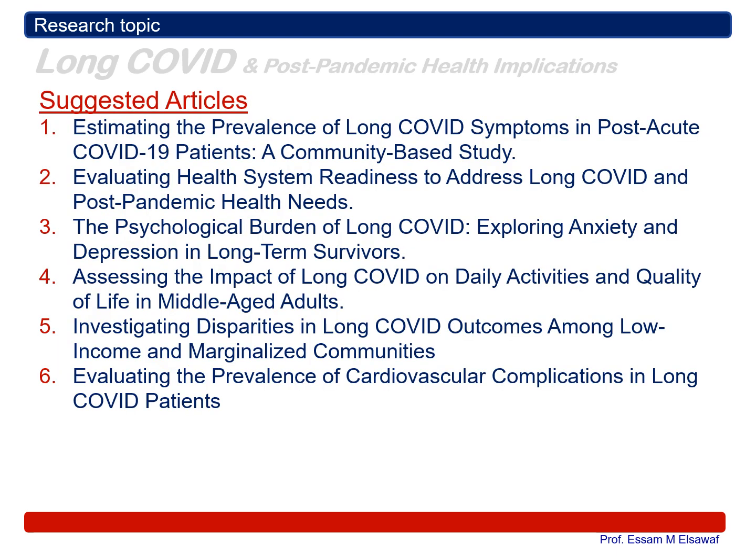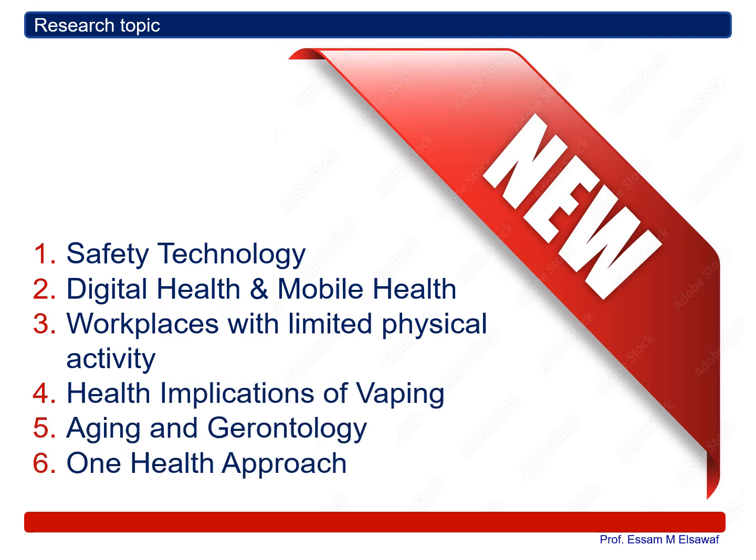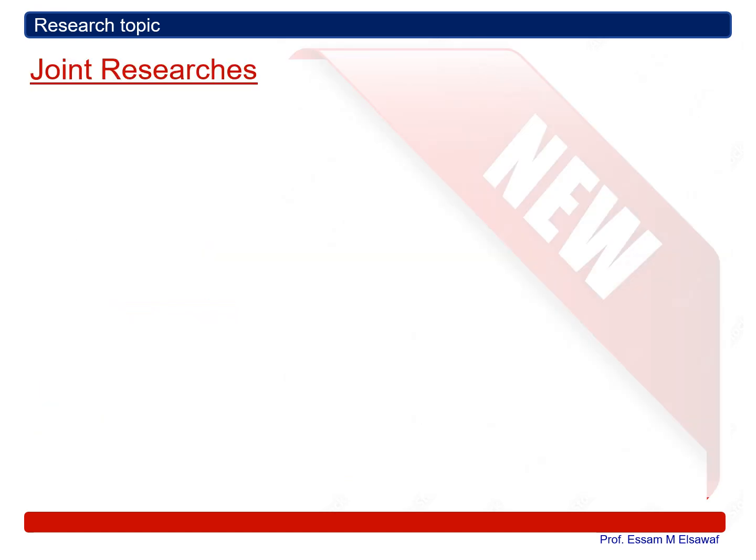Here are titles of some new topics like safety technology, digital health and mobile health, workplaces with limited physical activity, health implications of vaping, aging and gerontology from geriatrics, and the One Health approach, which we discussed before. I also suggest some joint research encompassing public health with occupational health. For example, just titles for suggestion.